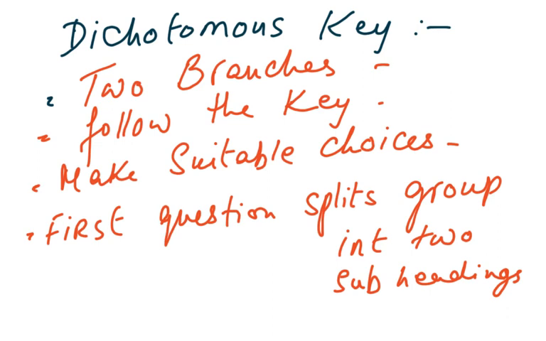Now coming to the topic of dichotomous key. In the dichotomous key, you have to realize there has to be two branches. And once you've decided which branch to go on, then you follow the key. You make suitable choices. And the first question splits the groups into two subheadings. Now let's look at the first example.